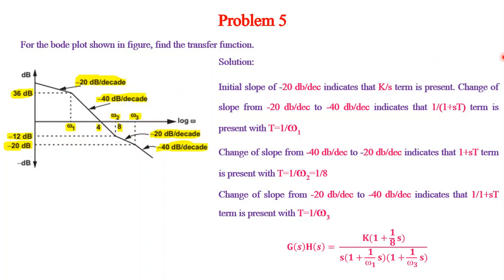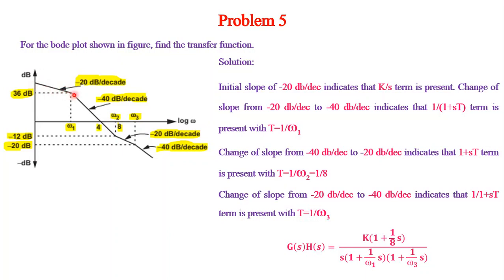So first of all, based on this, we should guess the nature of the transfer function. That is quite easy. We have already seen different problems. Initially, we have minus 20 dB per decade, which means definitely 1 by s is present. So 1 by s, that is the K by s term. K by s, that is 1 by s into K. So the K by s term is present here because of this.